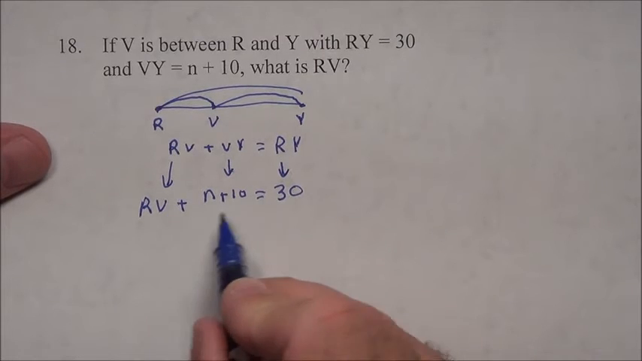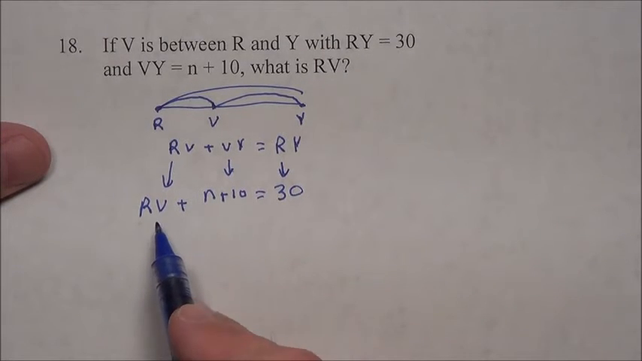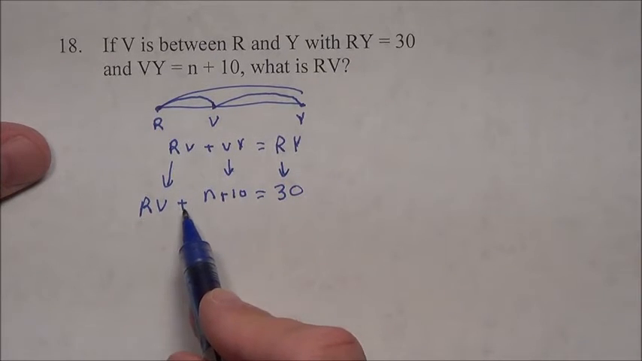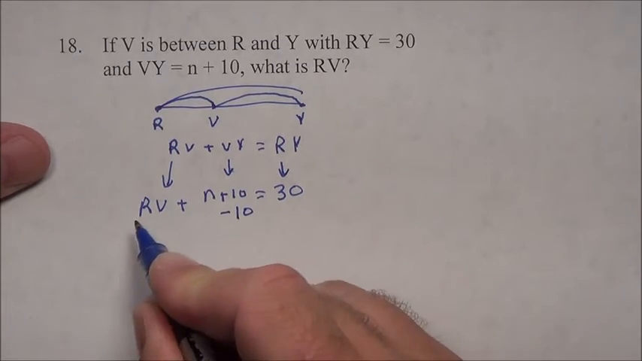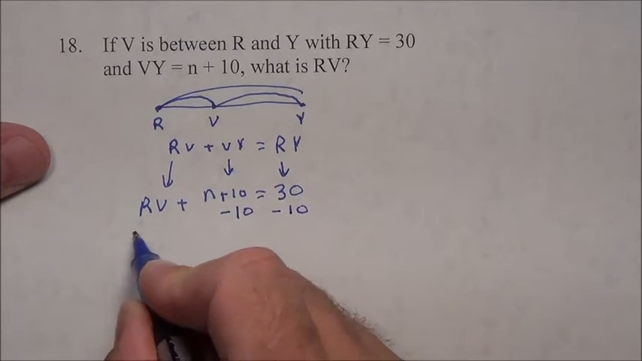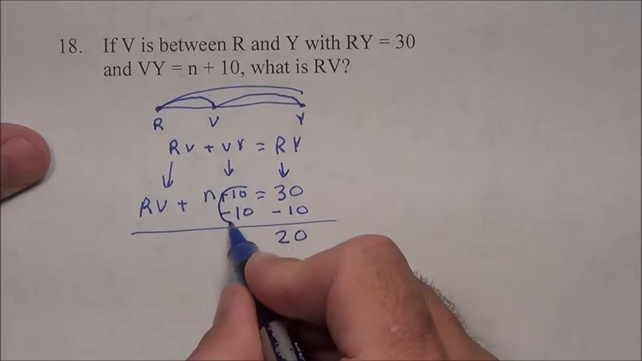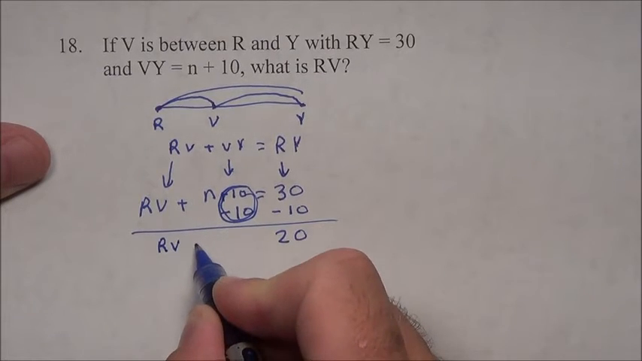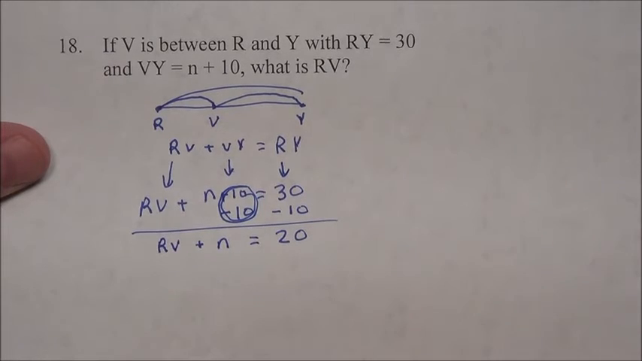Sorry, I'm very poorly aligned here. Now, all we're trying to do is get RV by itself. So I need to get rid of the plus 10, and then get rid of the plus n. So let's get rid of plus 10 by subtracting 10 on this left side, meaning I have to do it here. 30 minus 10 is 20. Positive 10 minus 10, big 0. So you're left with RV plus that variable n is equal to, on this side, 20.